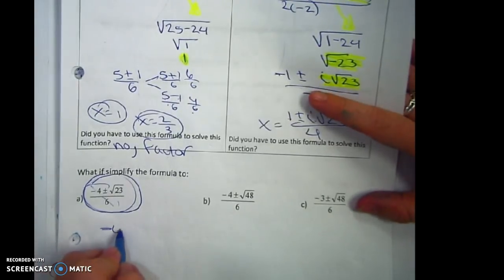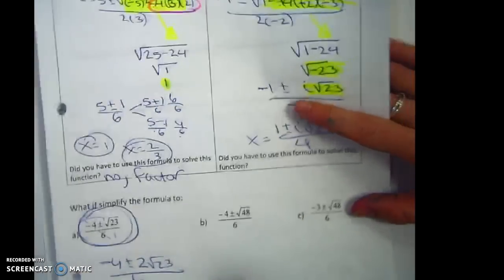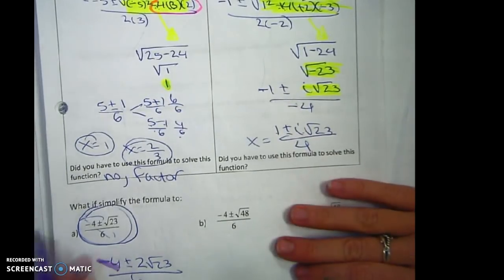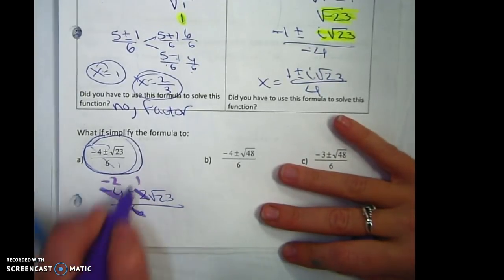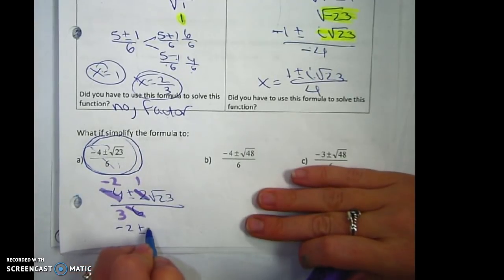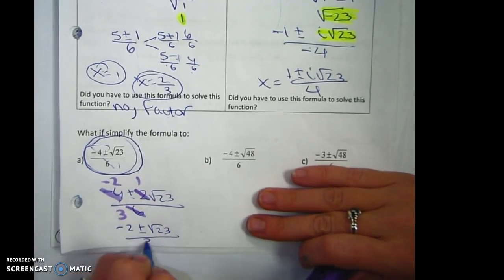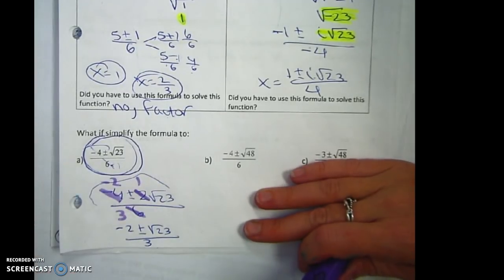If you would have had -4 plus or minus 2 rad 23 over 6, you could have divided all of them by 2. That would be -2, 1, and 3. And in that case, your answer would be -2 plus or minus rad 23 over 3. So this is the final answer for this, unless it looked like that.